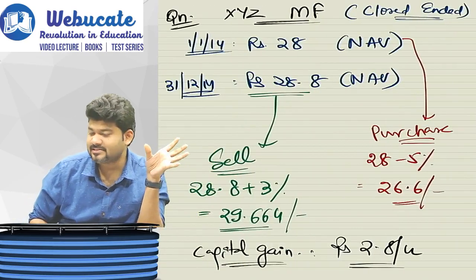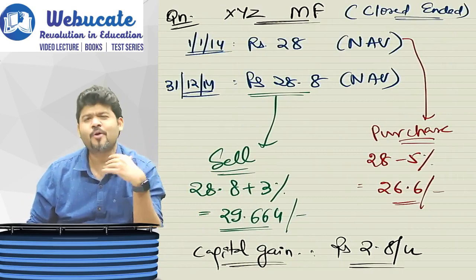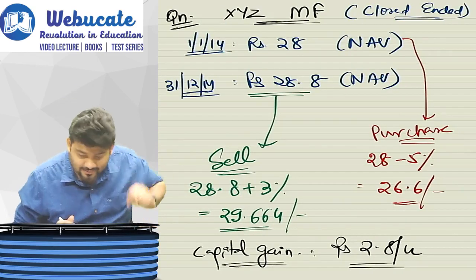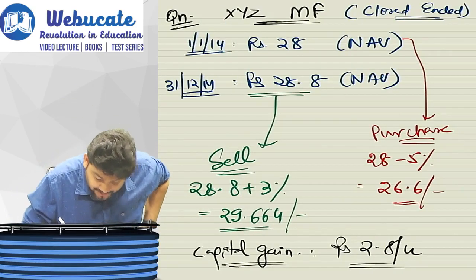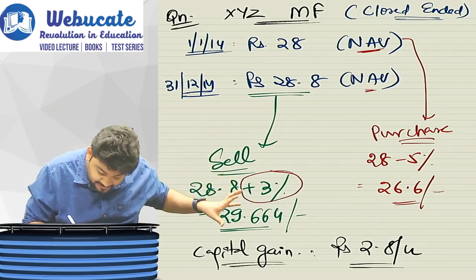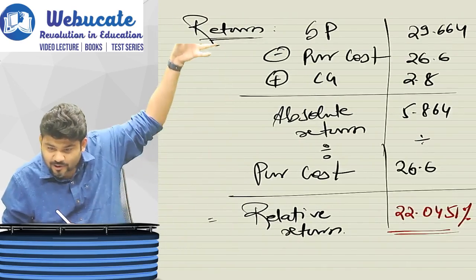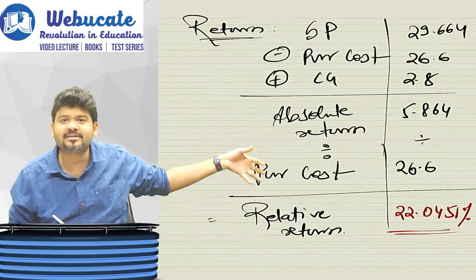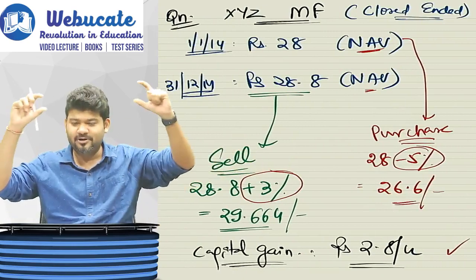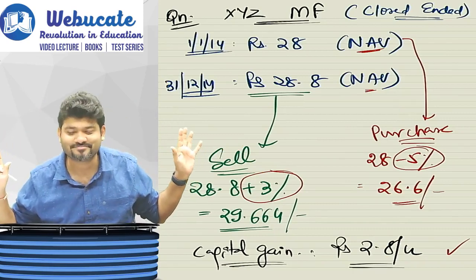Can we present it this way or the way in the book? Either way is okay. No problems whatsoever. What is the examiner looking for? The examiner is looking for whether you have shown what is the NAV, what is the selling price, purchase price. You have added the premium, you have reduced the discount, you have written the capital gain, you have written the proper format. Everything is there. The presentation may be in tabular form or formula form. Absolutely no worries at all.